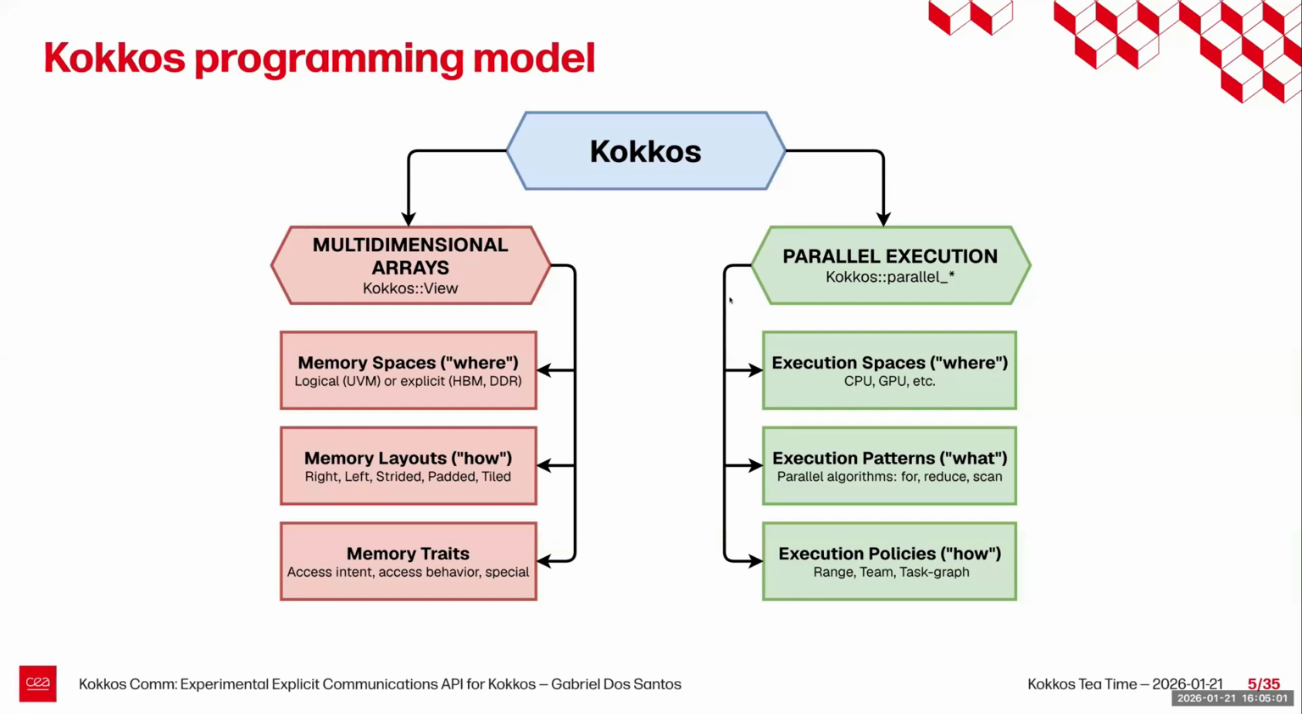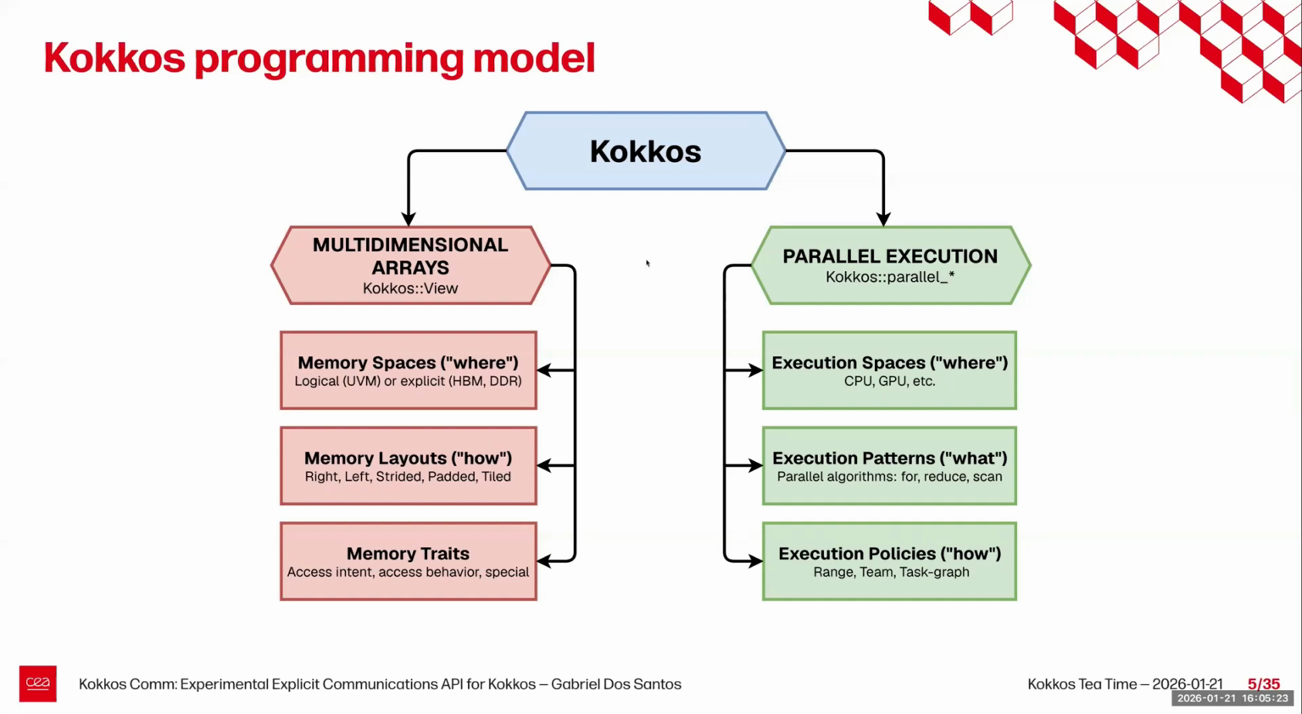First, there are memory spaces, which describe where the data is being stored. Then we have memory layouts, which describe how that data is being stored in memory. And then we have various memory traits, which allow us to fine tune the behavior of how we access that data.